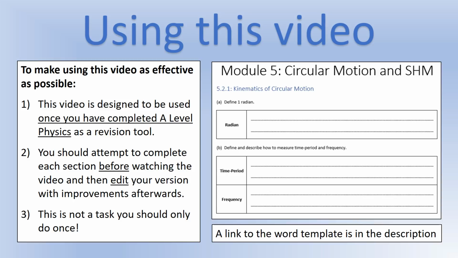So in this video, we're going to take through OCR Module 5, looking at circular motion and SHM. Some useful things while you're using this video: I've put a link in the description to the notes template you can see on the right. The best way to use this video would be to download a copy of that template and then work your way through and fill in as much as you can in each section, and then watch the video in that section to review and improve your knowledge of that section.